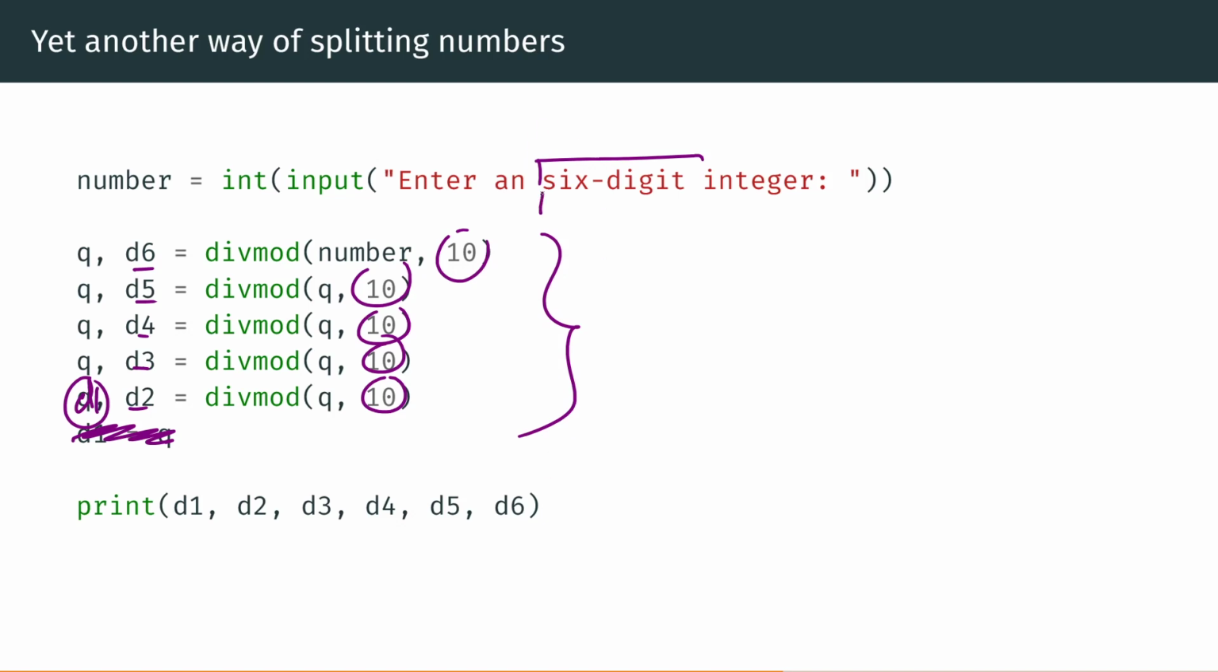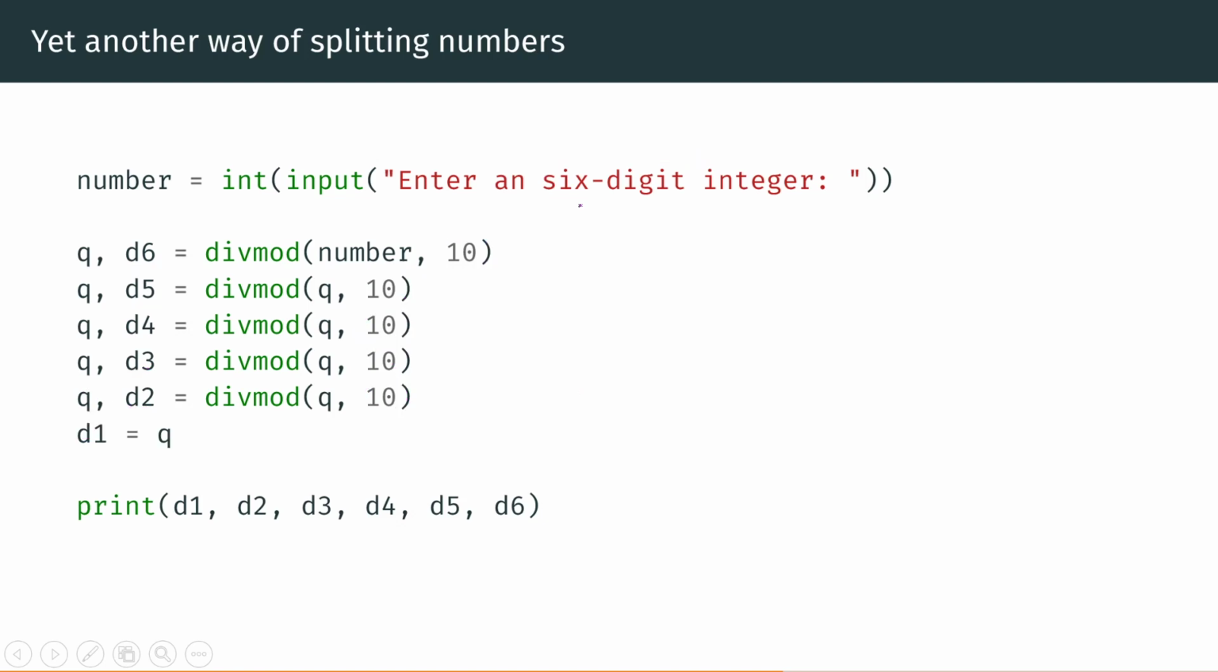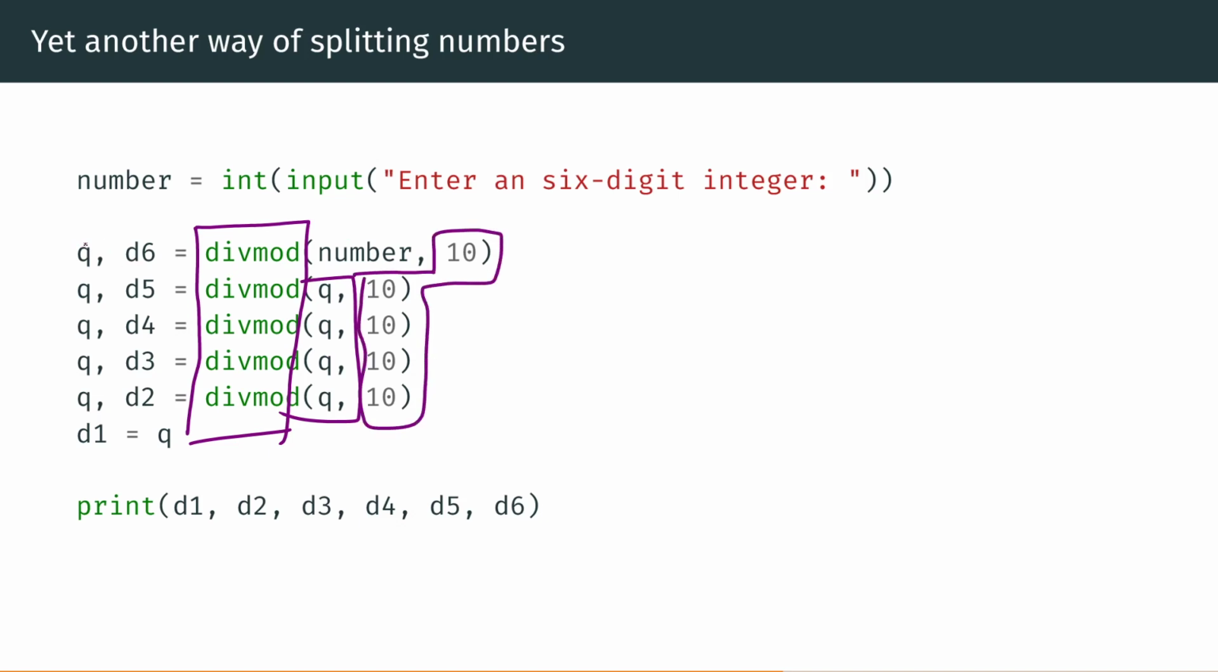So in this case, I say enter a 6-digit integer. So I'm forcing you to enter a 6-digit integer. But if you don't know the number of digits, see the amount of duplication in this code. So you have the divmod, you have Q, you have the number 10 right here. That's the number 10. You have this right here. So there is an enormous amount of code duplication. So what you can do is you can use a loop.